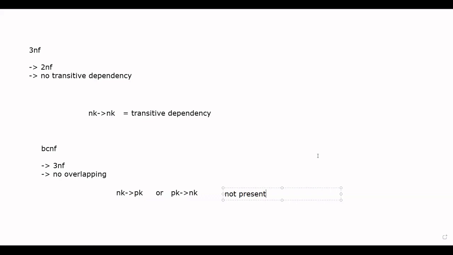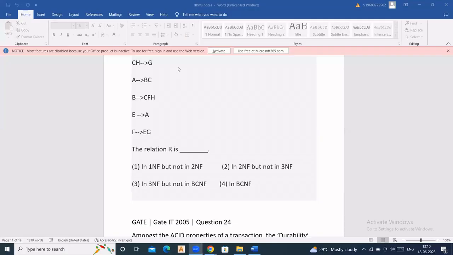Okay, now let us solve some questions. Have you written this all? Any question with this one? See what you have to do. First of all, find the candidate key, find PK, find NK. Remember this formula. Ma'am, in the previous question, NK to PK is present, that is why it is not in BCNF, right? Yes.